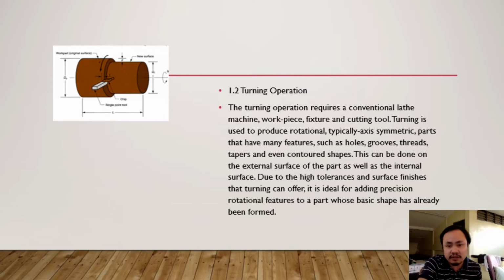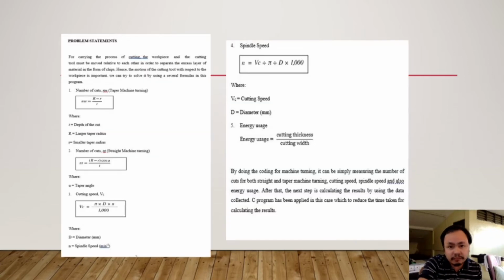Due to the high tolerance and surface finishes that turning can offer, it is ideal for adding precision rotational features to a part whose basic shape has already been formed. There is much more to the operation, but it is available in our report.